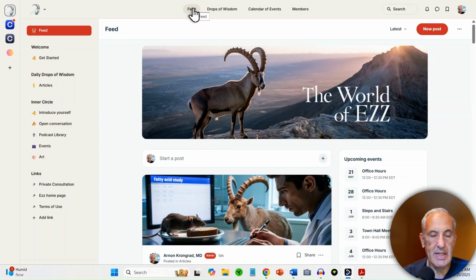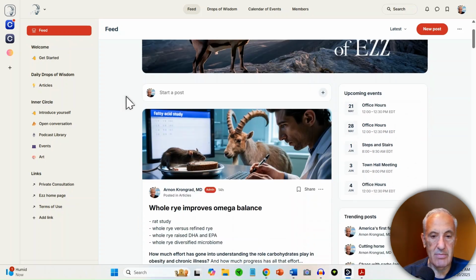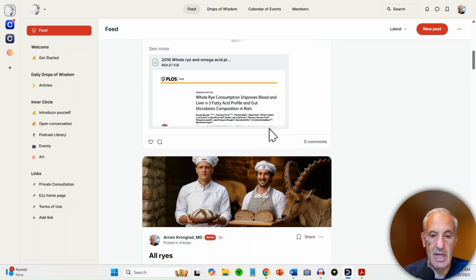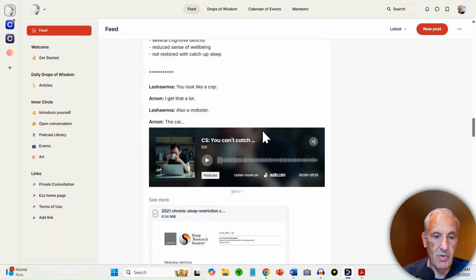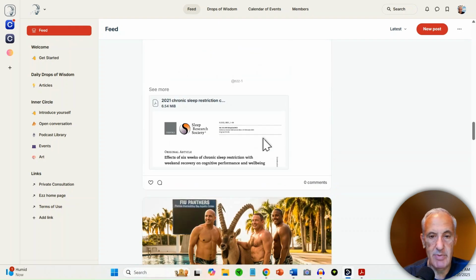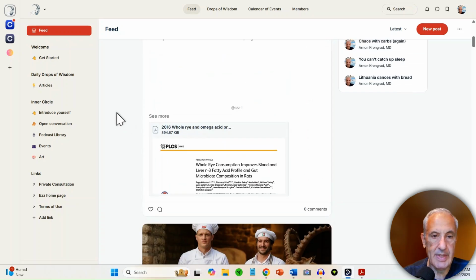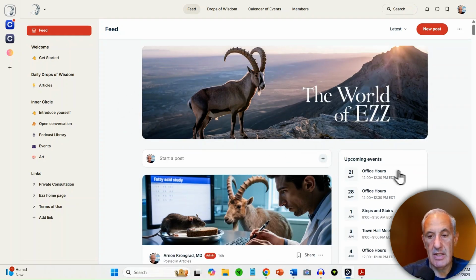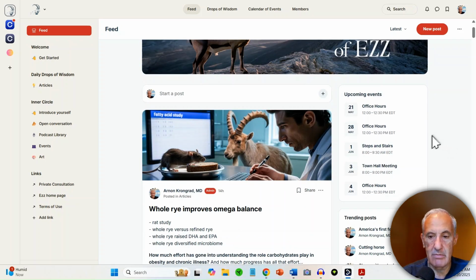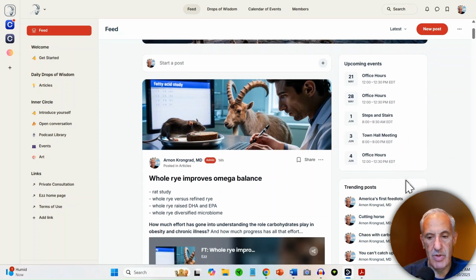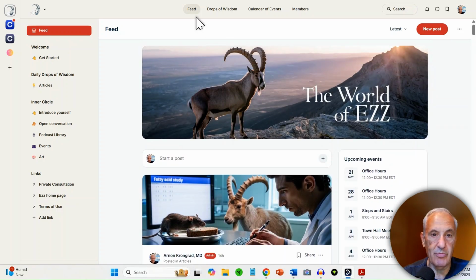The feed button takes you to the homepage, which is where we are now, right? So this is the feed, and this shows you all the activity. For example, when a new post, a daily drop of wisdom, comes on, you will see it here. So you've got a whole number of quick summaries of everything that's been happening in the Clubhouse. All right, so that's the feed. On the side, the feed will also show you some of the upcoming events like office hours, town hall meetings, and so on, along with highlights of trending posts. Right. So the feed is your homepage.